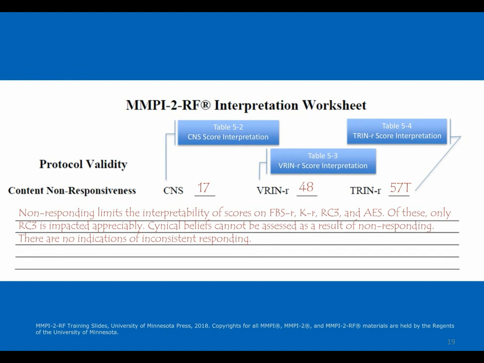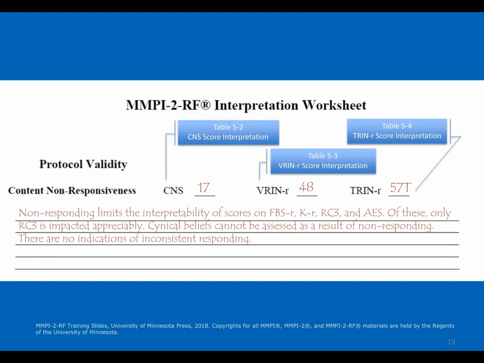And what we can see here is that the interpretation of this elevated CNS score is that non-responding limits the interpretability of scores on, and then we're going to list scales with less than a 90% response rate. We saw in the validity scales that this included FBS and K. Also, although we didn't see it, the response rates are below 90% for RC3 as well as aesthetic literary interests.